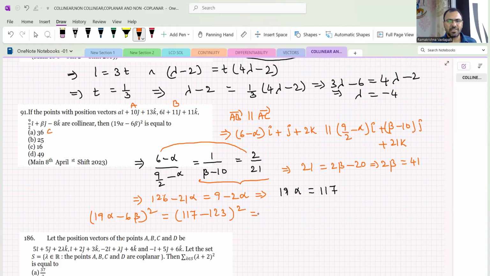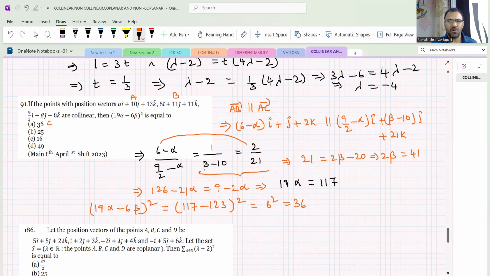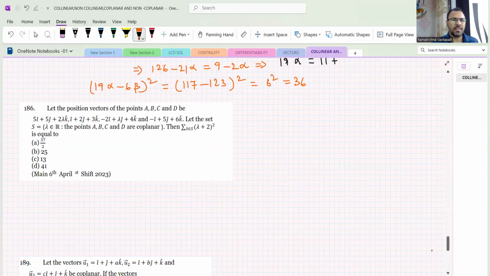That's equal to 8 square, 6 square. That's equal to 36. All right. Now, based on the coplanarity of vectors, let the position vectors of A, B, C, D be given. We want to find out all values of lambda for which A, B, C, D are coplanar vectors.